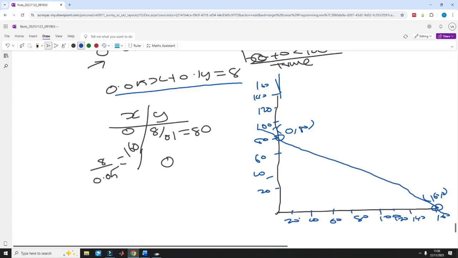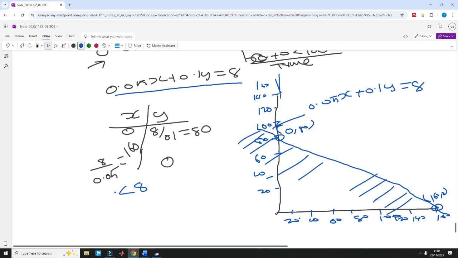This is the equation of the straight line that corresponds to 0.05x plus 0.1y equal to 8. And we know that when x is equal to 0, y is equal to 0, that's something less than 8. So the linear inequality 0.05x plus 0.1y less than or equal to 8 corresponds to this plane in this graph.